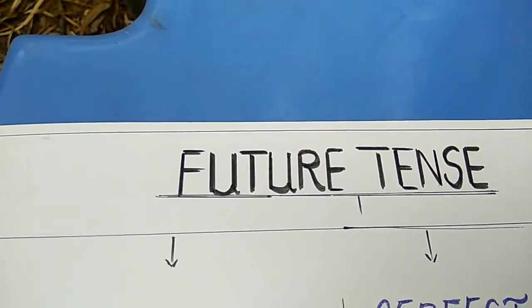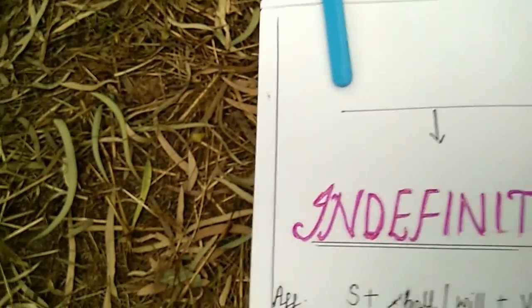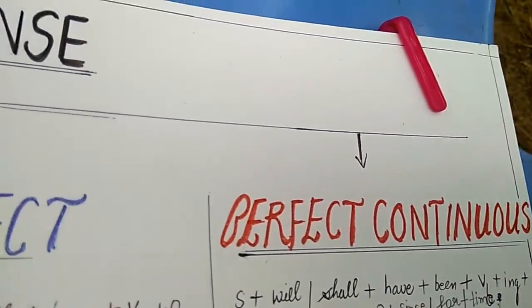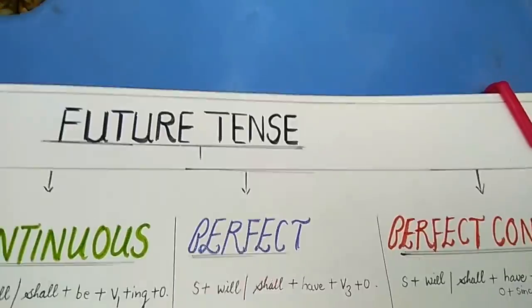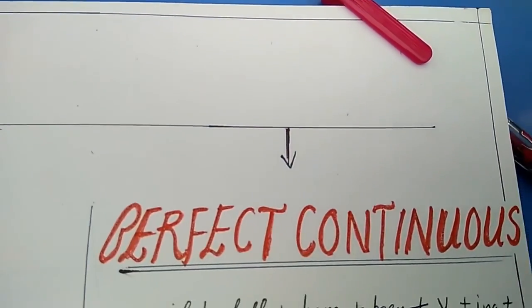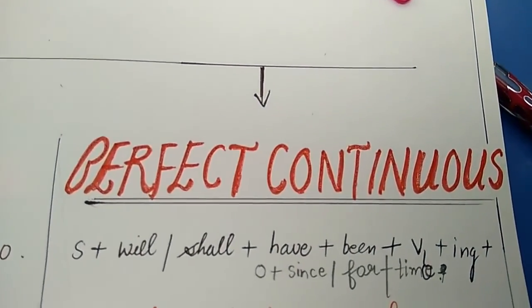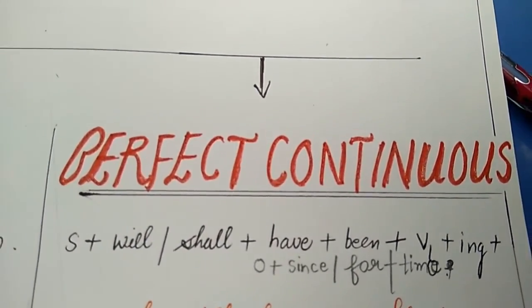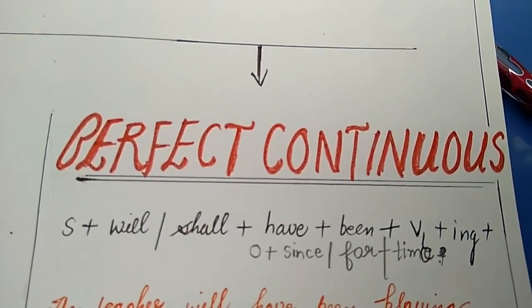We know that future tense can also be divided into indefinite tense, future continuous tense, future perfect tense, and future perfect continuous tense. But we don't know how to use it. So, Priyanka, will you be telling us something about the structure and usage of future perfect continuous tense? Here, future perfect continuous tense. First, affirmative. Subject plus will/shall plus have plus been plus first form of the verb plus ing plus object plus since/for plus time.